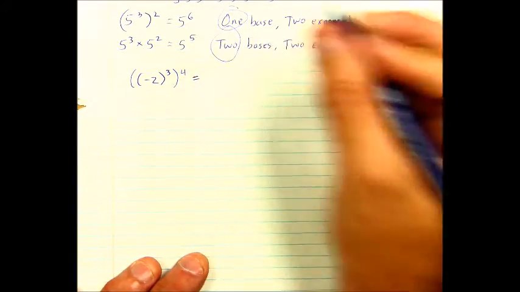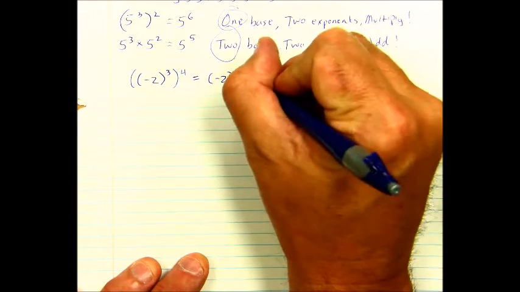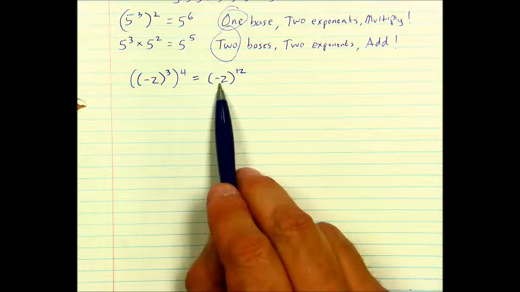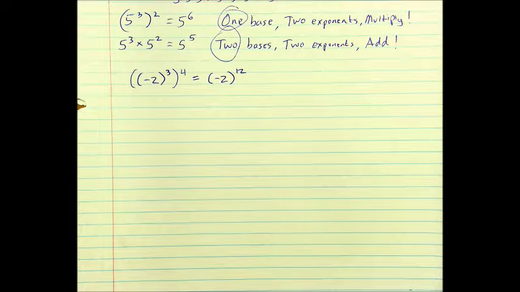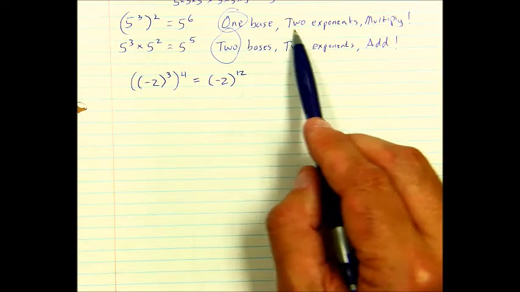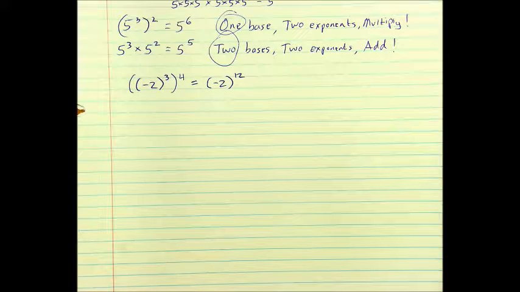This looks pretty rough, but it's really not so bad because I keep the base and I multiply the exponents. I keep the base and I multiply the exponents. When it has one base with two exponents, I'm going to multiply. 3 times 4 is 12.